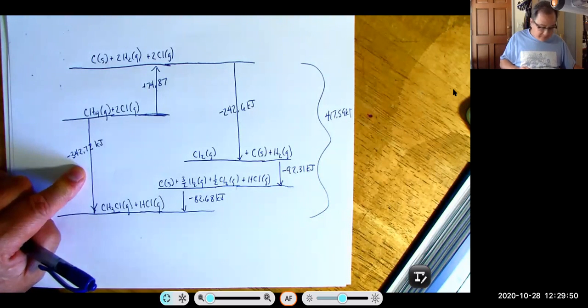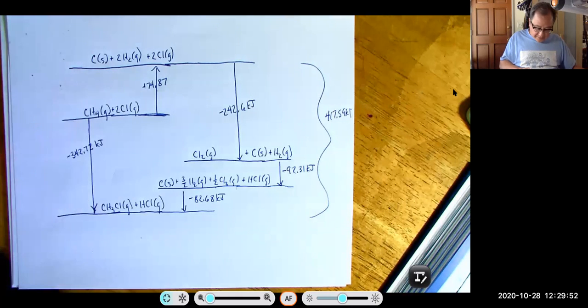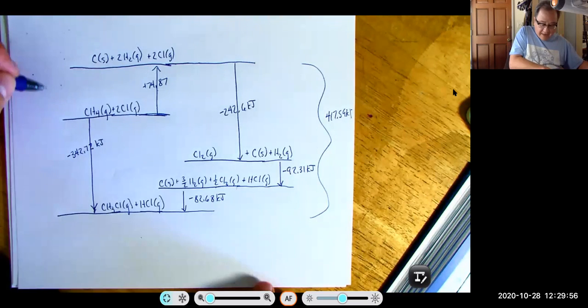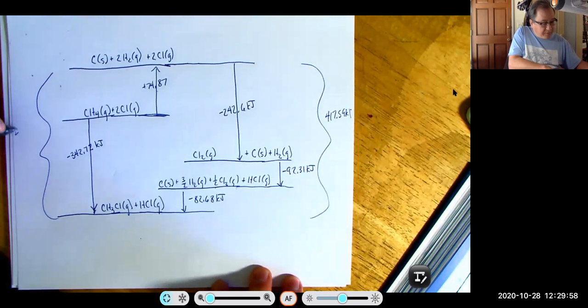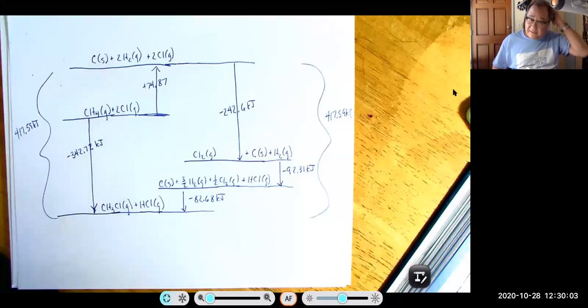342.72 and 74.87. When I add them up together, I get 417.59 kilojoules because these are the same distance, as it were.